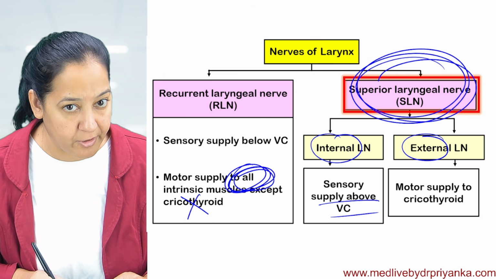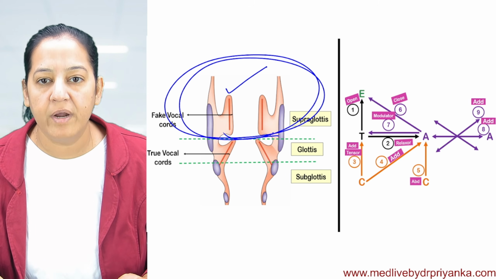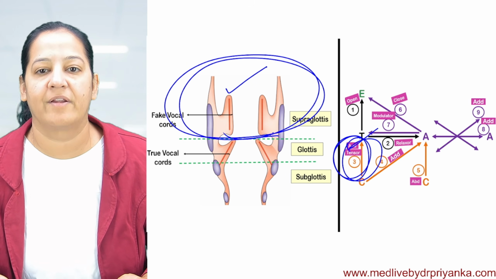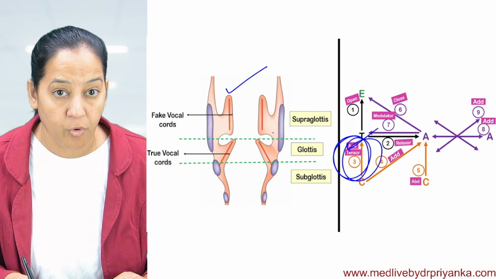Now, which one is not supplied? Cricothyroid. So this one supplies only cricothyroid. It's the external branch. I hope you got it, people.